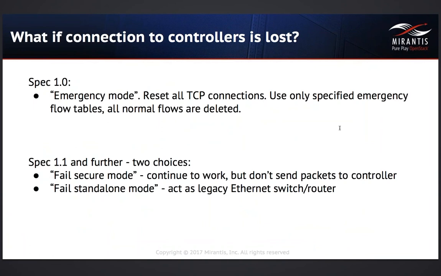What happens when the connection to the controller is lost? There are options described in the standard. In 1.0, there is an emergency mode. In emergency mode, only the emergency flow table will be used. Starting from 1.1, there are two other choices. Fail secure mode is just to continue as it is with the existing flows, but without sending packets to a controller, of course, because the connection is lost. Or fail standalone mode is, for example, to work as a legacy Ethernet switch, a legacy flooding and learning Ethernet bridge, as we described in traditional networking.